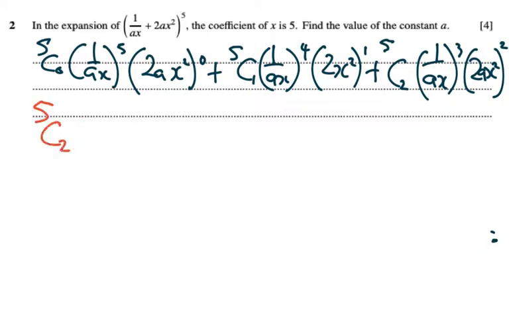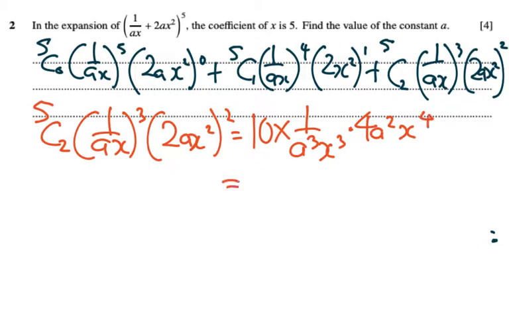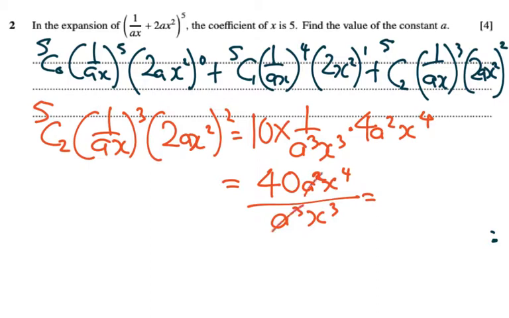So there should be 5c2, so it's 1 over a x to the power of 3 multiplied by 2a x squared to the power of 2, and this gives me 10 times 1 over a cube x cube times 4a square x to the power of 4. Okay, so when you expand 10 times 4, which is 40 a square x to the power of 4 over a cube x cube, that gets cancelled, so what's left is just a at the bottom, and what's left on top is 40x.